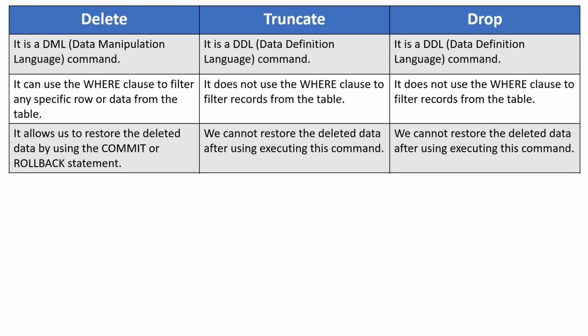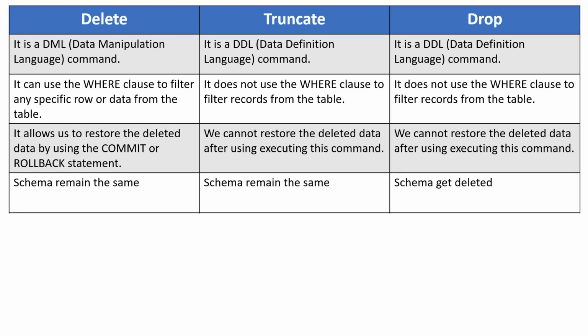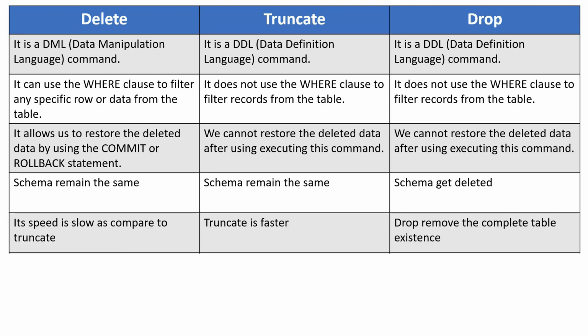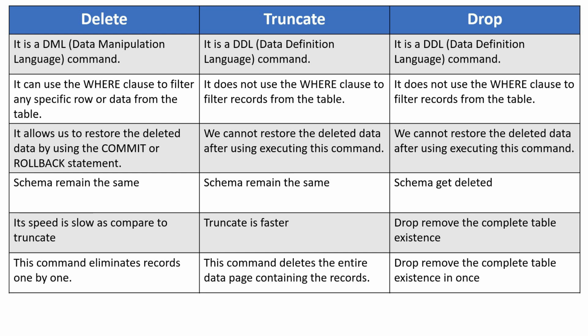Now our next difference is, in case of the delete and truncate commands, the structure of the table remains the same. While in case of the drop command, the structure of the table also gets deleted. And as we just discussed, the truncate command is faster than the delete command. And the drop command just removes the complete table structure including the data. Using the delete command, we can delete records one by one, while the truncate command deletes the entire table data in one go. And in case of the drop command, it just removes the existence of the whole table.